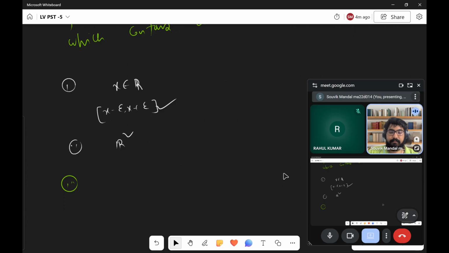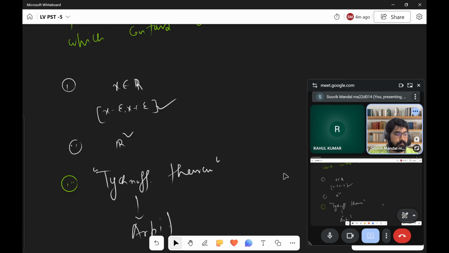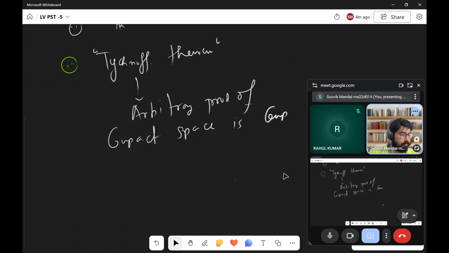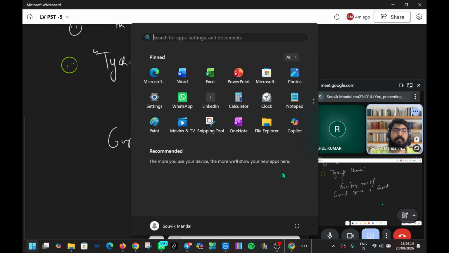Any idea what it is? No, sir. The point is that it is something called Tikhonov's theorem, and this will be taught at the end of this course. This particular theorem tells us that an arbitrary product of compact spaces is compact. For the time being, don't go to the proof, it will be a waste of time. Take the theorem, read the statement, remember it, and apply it for solving exercises. That's all. Don't go through the proofs. Okay.